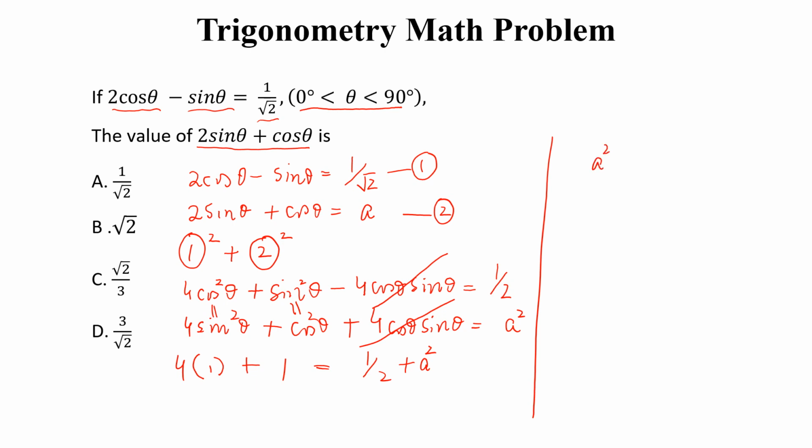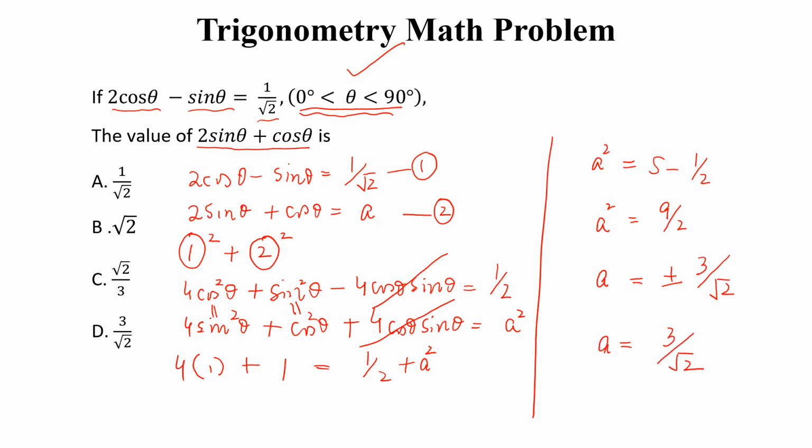Now a square will be equal to 5 minus 1 over 2, so a square equals 9 by 2, and a equals plus or minus 3 divided by square root of 2. Since theta lies between 0 and 90 degrees, a equals 3 divided by square root of 2, and this is the correct option.